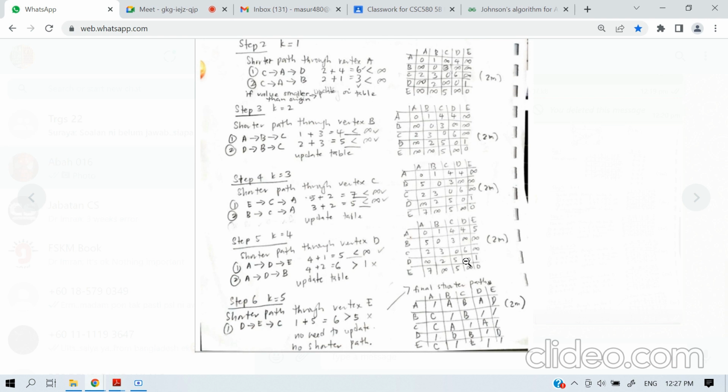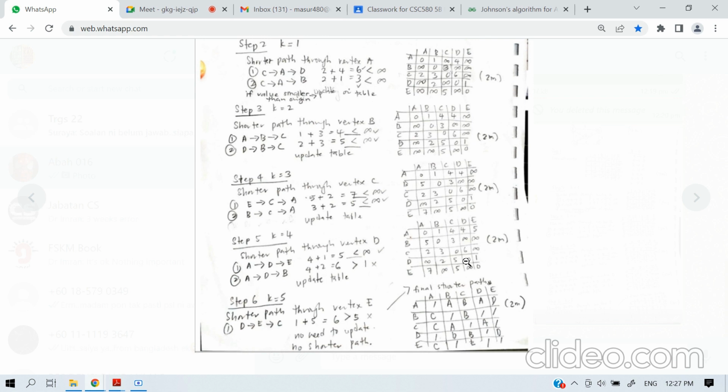Then if there is no shortest path or distance that goes through node C, you need to proceed to step 5, which is K equals 4. This time go through node D.